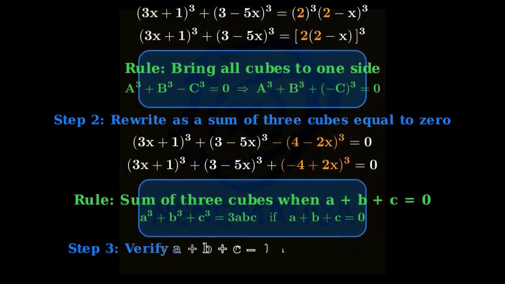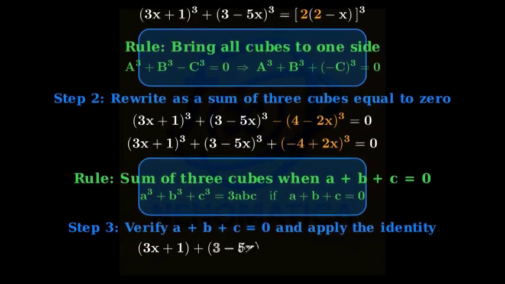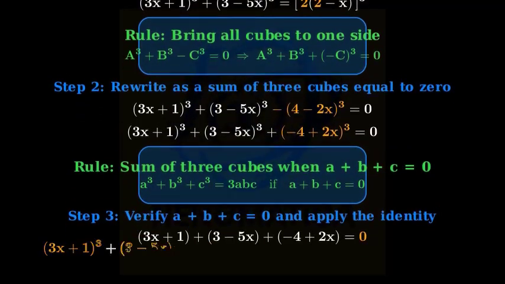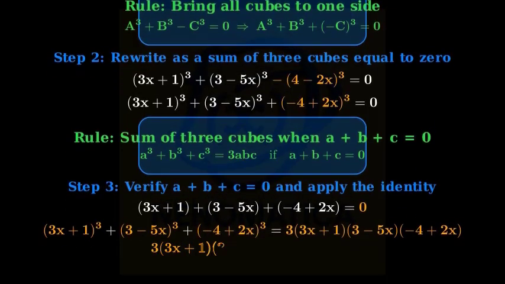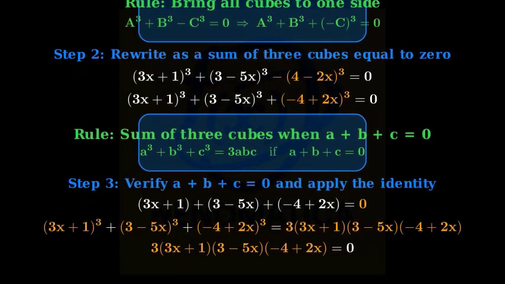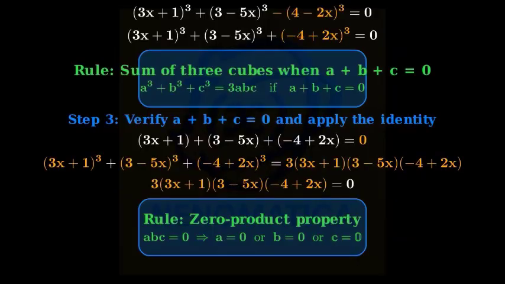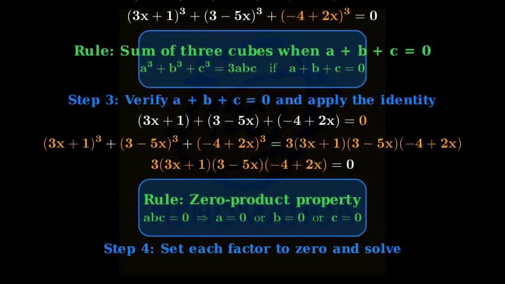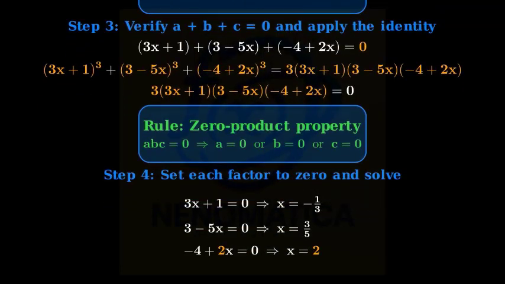Now, the step title. First we check that the 3 bases do add to 0. Since the sum is 0, the sum of cubes simplifies to 3 times the product of the 3 bases. Step 4. Use the zero product property. Now, the step title. Set each factor equal to 0 and solve for x.